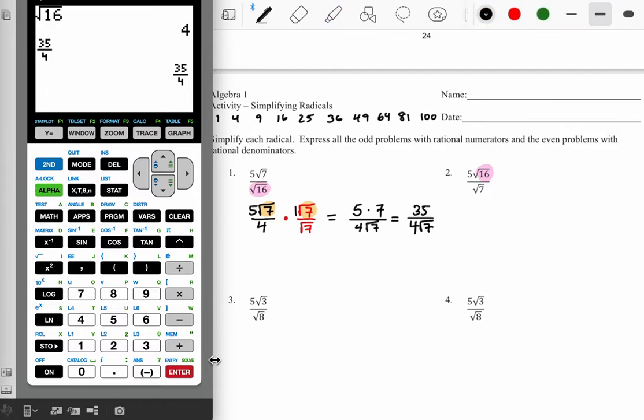So radical 16 is the same as 4. You know, I say radical 16. That's the same as saying the square root of 16. Why do I say radical? Less syllables. It's easier to say.